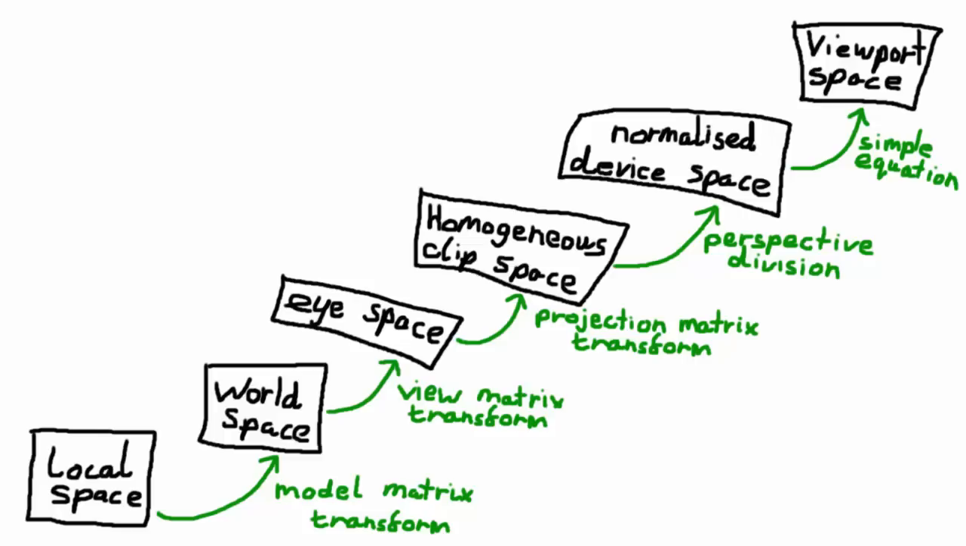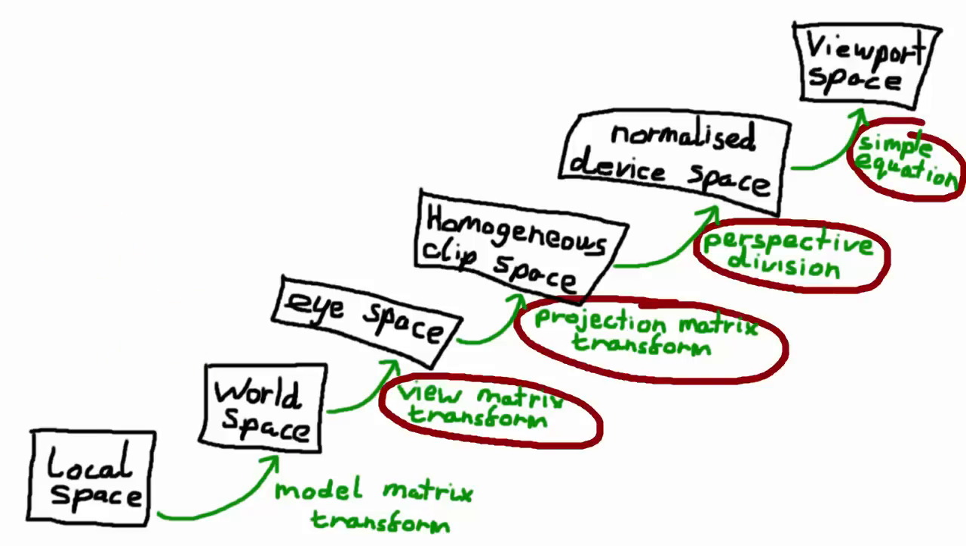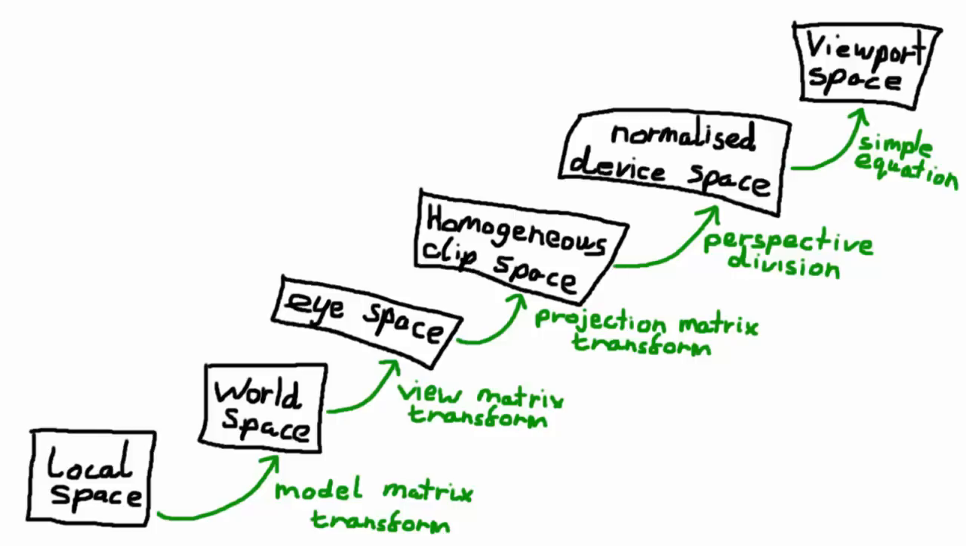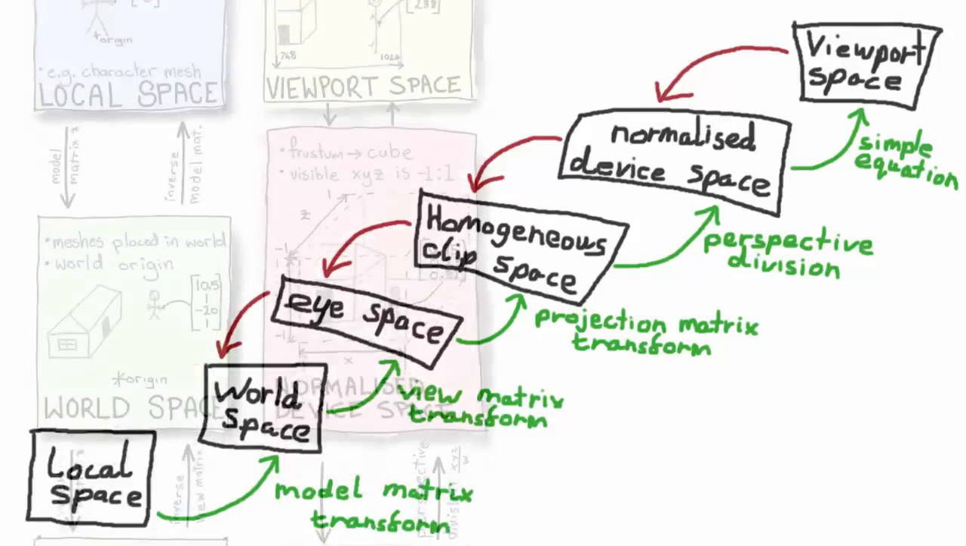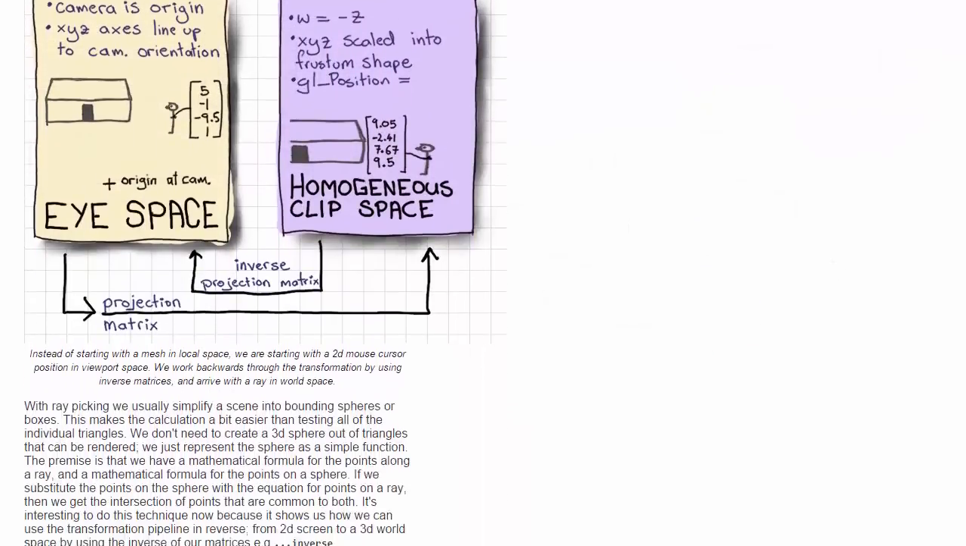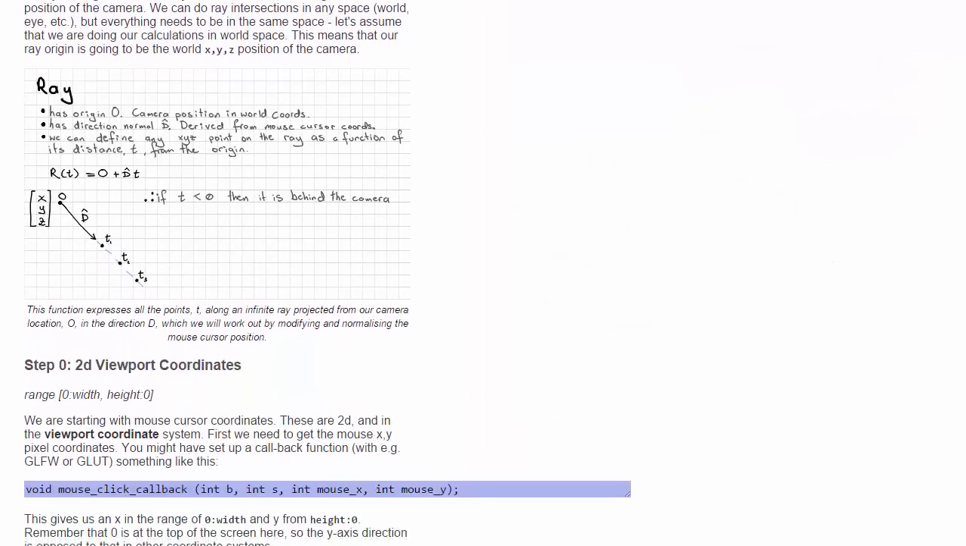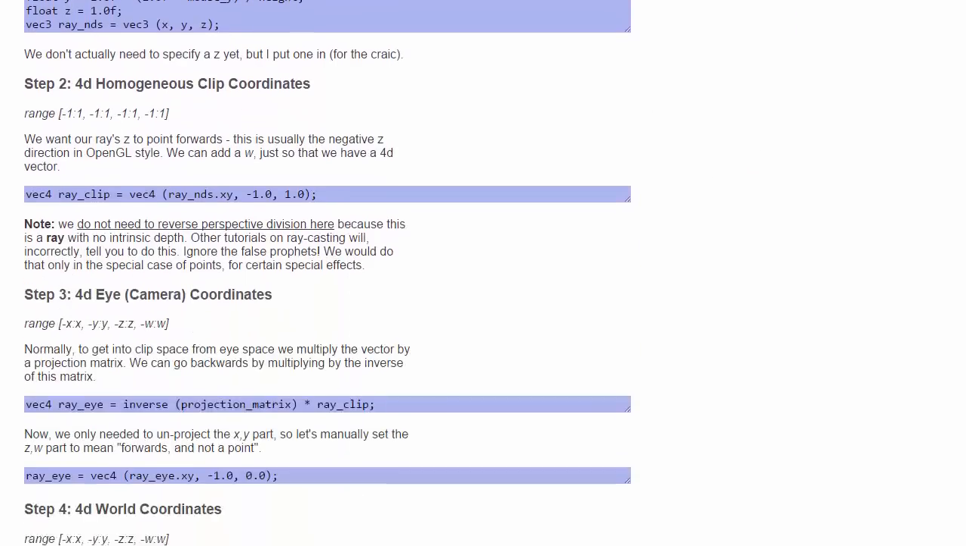So our mouse cursor is currently in viewport space, and we want to convert it into a 3D ray that is in world space. So to do that, we will simply have to do the inverse of all of these conversions, so that we can convert back from viewport space to normalized device space, to eye space, and finally to world space. And definitely check out that tutorial I mentioned if this is confusing you at all, because it explains it all with some very nice diagrams.